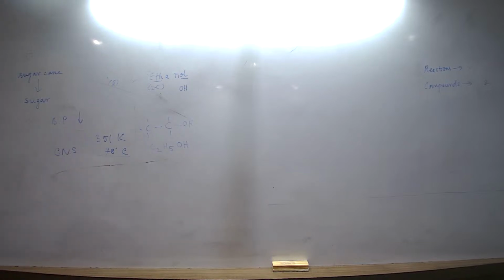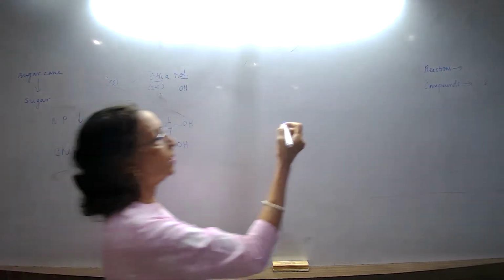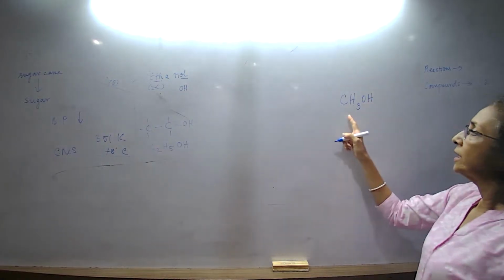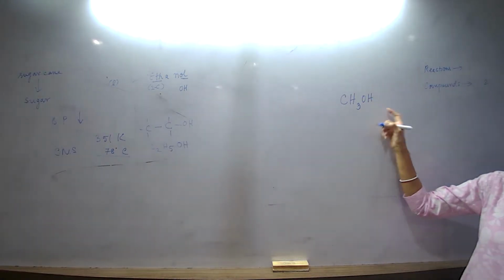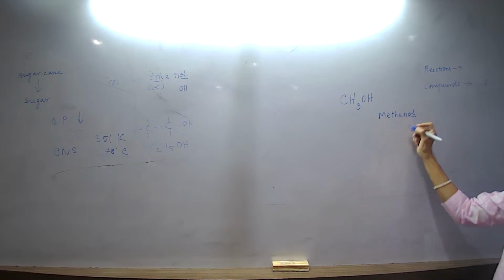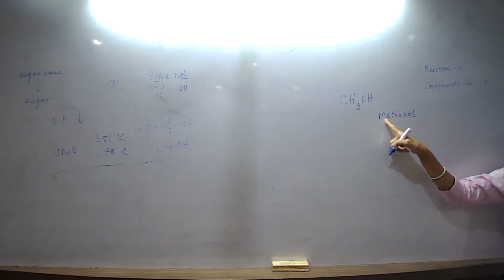Now, usually what happens is in the villages, they tend to misuse ethyl alcohol. So what the government does is it adds a little bit of methyl alcohol. Now, unfortunately, methyl alcohol is very, very poisonous. What is methyl alcohol? Methanol. This is methanol. Okay? Did you understand why it is methanol?